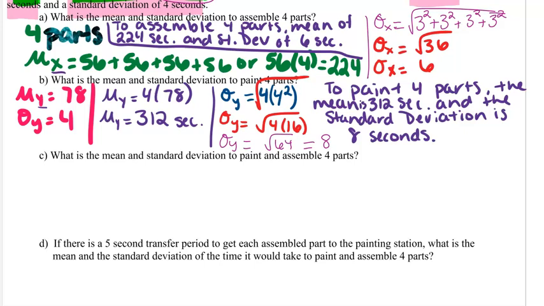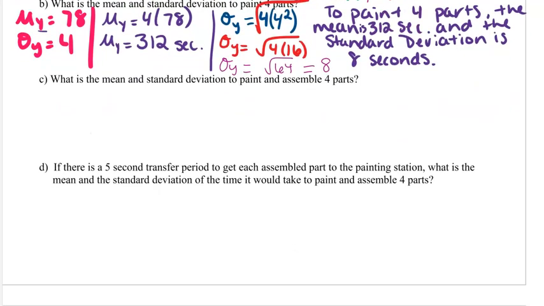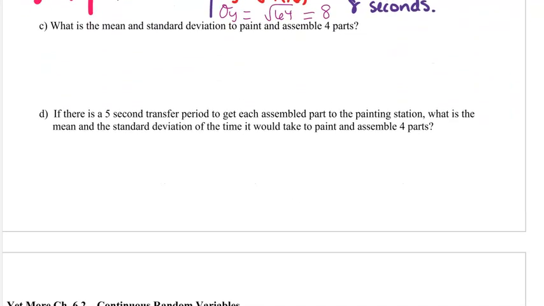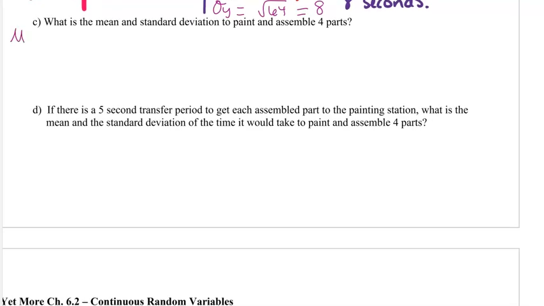So if you need a little reminder, these are your notes. If you want to be extra specific, so that later you do not have to watch this video all the way over again, we're going to be really particular with our labeling. So remember that mean to assemble. And if you want to write assemble out instead of writing X out, that is totally okay too. It's your notes. Mean of assembling, we just found that, right? That was 224 seconds from part A. Mean to paint, that is what we found in part B. That was 312 seconds.